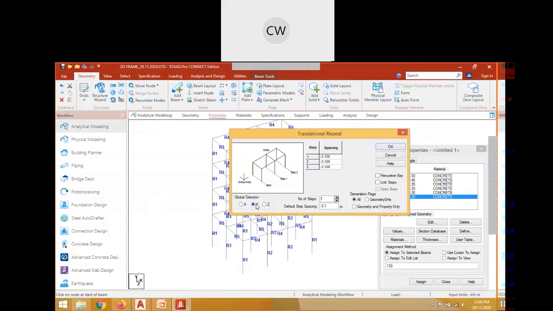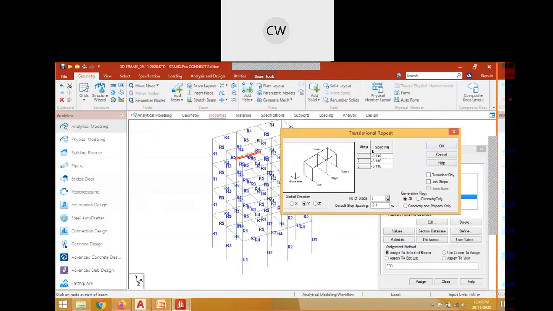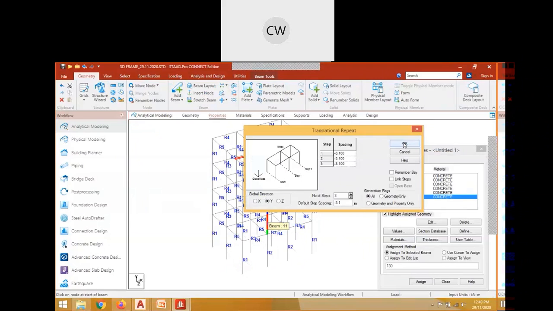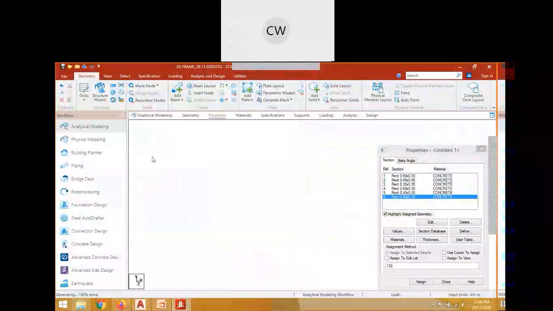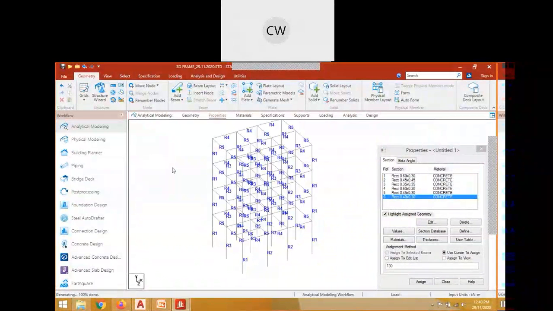Okay, negative 3.1. I don't want to link this step. Direction is y, so minus 3.1 means replicated below this particular beam. Say okay. Now this beam is created on all levels.